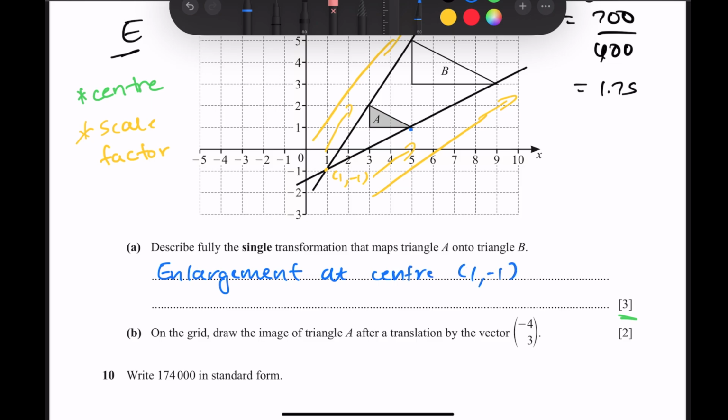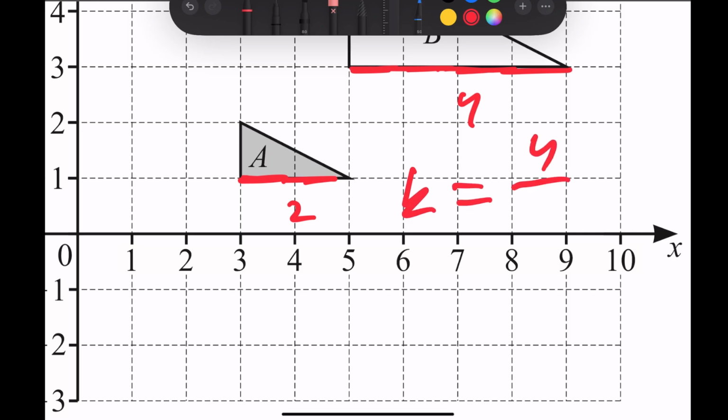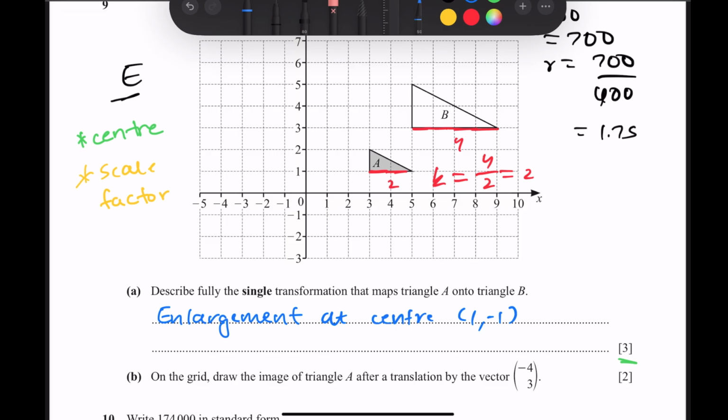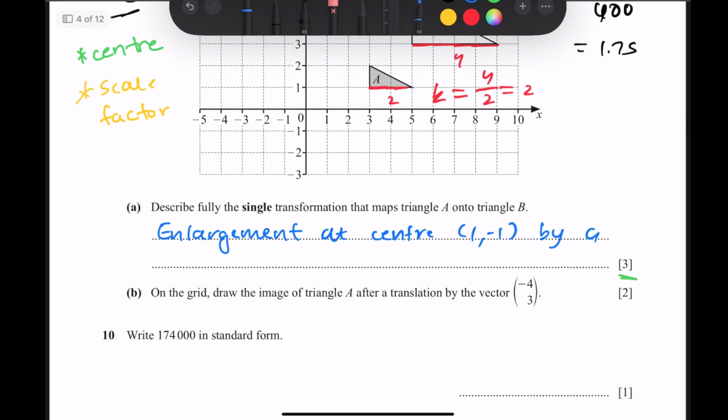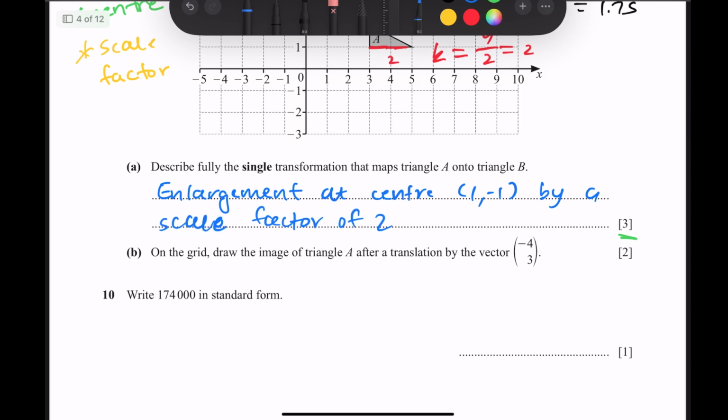For the third point, we need to write the scale factor. For that we can just check the length of any two corresponding sides in this triangle. If the length of the base of A is 2 units, and B is 4 units, the scale factor k is equal to 4 divided by 2, which is equal to 2. So: enlargement at center 1 comma negative 1 by a scale factor of 2.